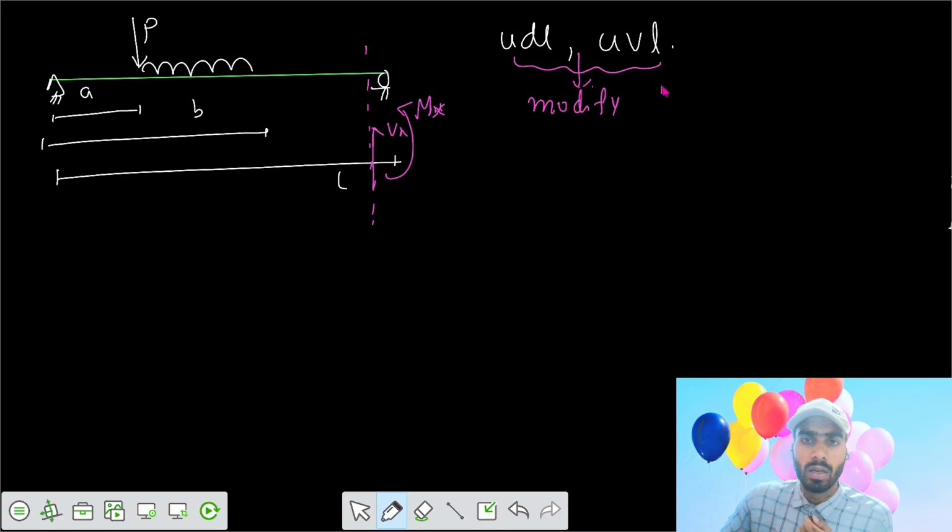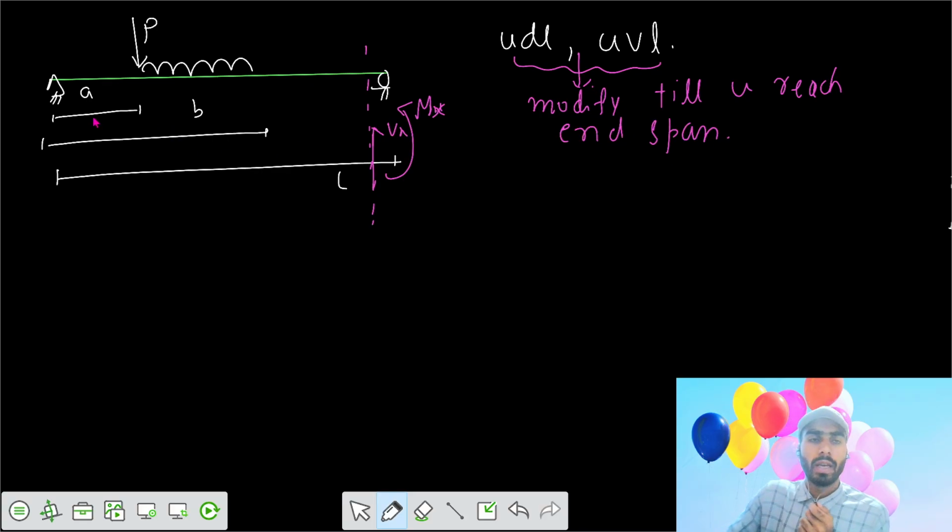You modify it till you reach the end of the span. Because if you say that the moment equation here becomes that, here the reaction is A.